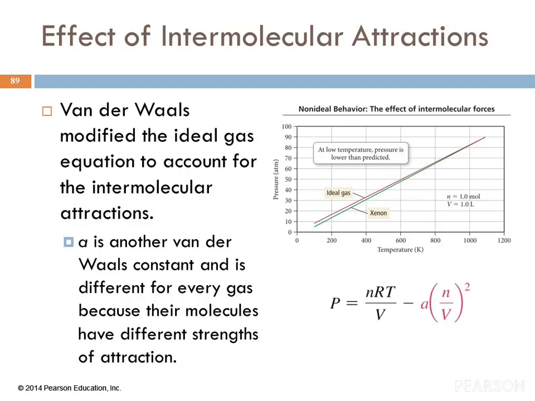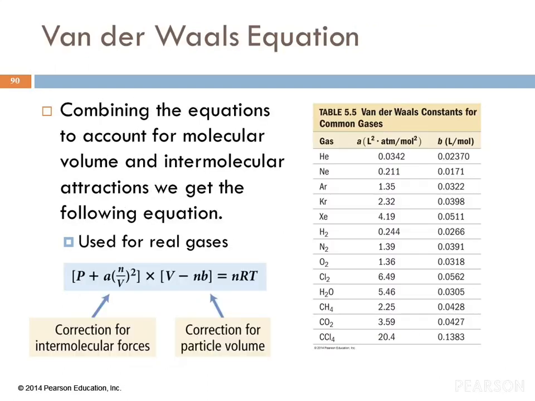So there's another modification that van der Waals did. And we have another van der Waals constant. This one's A, so there's A and B. And that's also different for every gas because they all have different attractions. And so this one subtracts from the pressure.